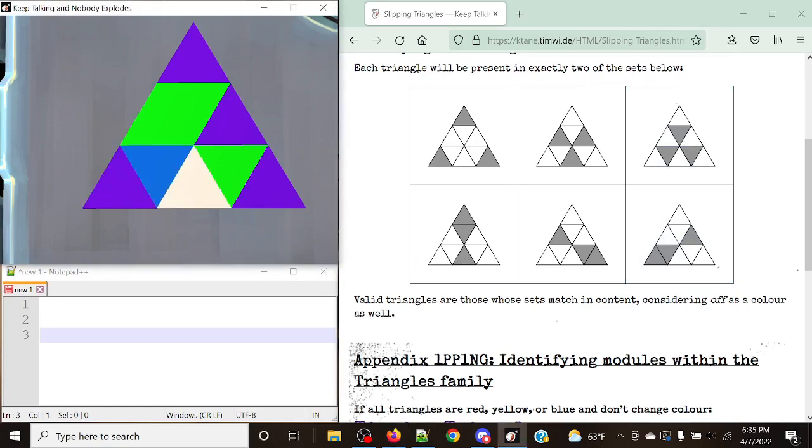Next up, we have the blue down here. So we have this blue in this bottom position. That's going to be represented right here.